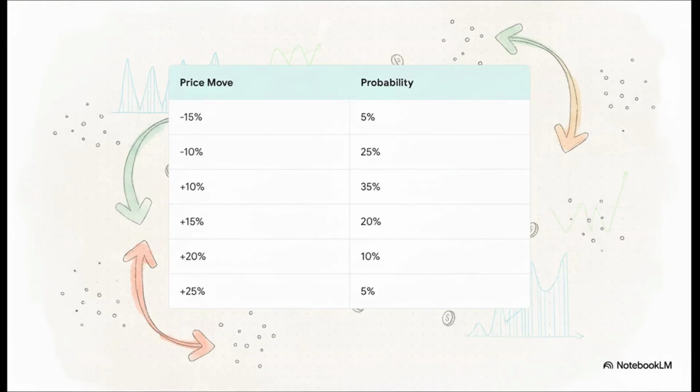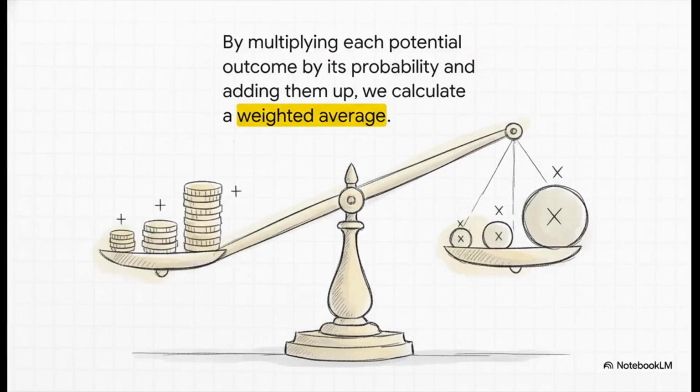So when you look at the data, you start to see a pattern. It's way more likely for IBM to move up or down about 10% than it is for it to have some wild 25% swing. See what we're doing here? We're taking that fuzzy feeling of uncertainty and turning it into actual numbers, actual probabilities. And once we have those probabilities, we can do something really, really cool. We can multiply each potential outcome by the chance of it actually happening, and then we add all of that up. This gives us what's called an expected value, a single number that represents the most likely weighted average return.